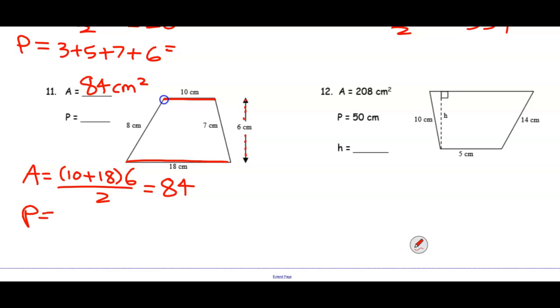Now for perimeter, forget 6, all I care about are all 4 sides, so I'm going to add up all 4 sides. 10 plus 7 plus 8. So let's add up 10 plus 7 plus 18 plus 8. 43. And my units of measure are centimeters, not squares.